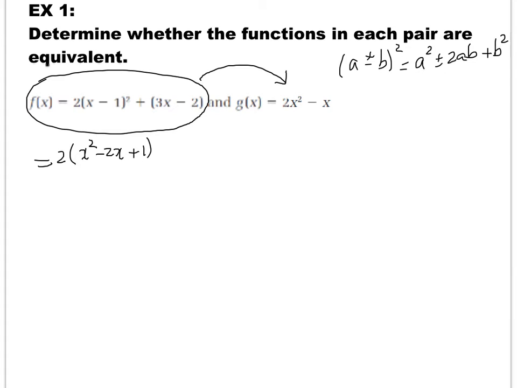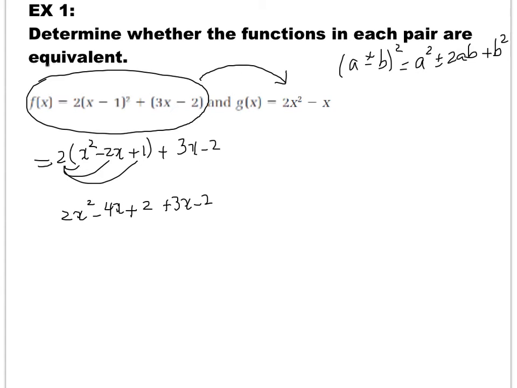Now, this one becomes 2(x² - 2x + 1) + 3x - 2. Now I'm going to distribute 2 inside. I get 2x² - 4x + 2 + 3x - 2. One thing you have to remember is that at every step of simplifying, you have to state the restrictions. The restrictions are only under the square root or in the denominator of a fraction. We don't have a square root here, or any fraction, so there is no restriction so far.